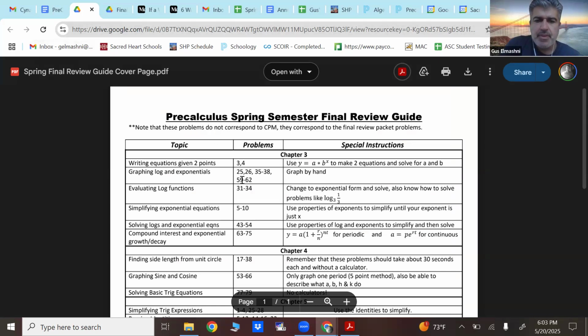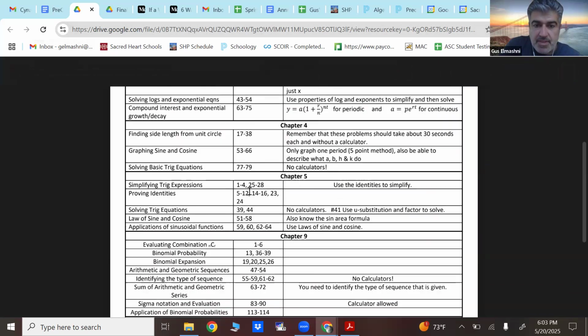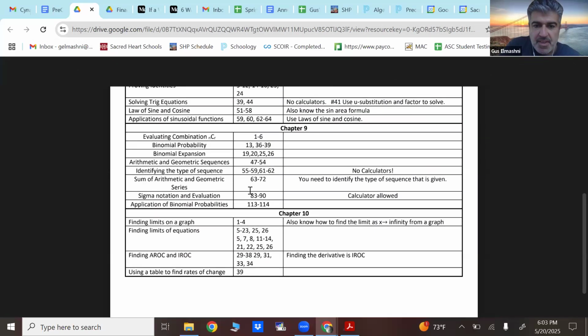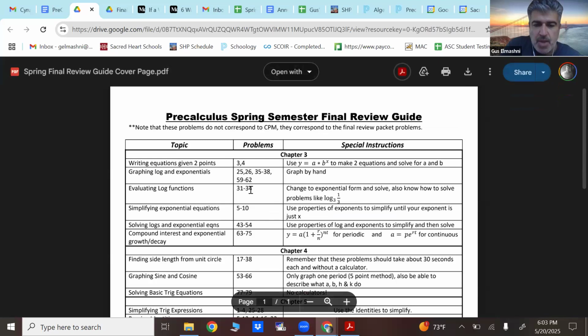Gosh, you have to do all these? That's a lot of problems. I think we can get most of chapter 3 done. You have 8 days to do it, so you could do a little bit each day. True.